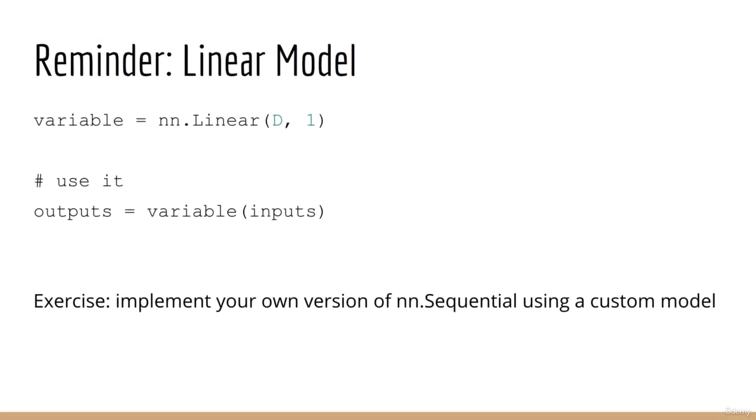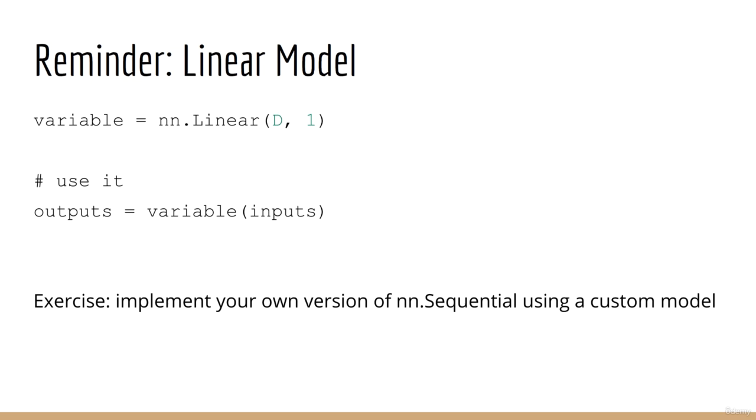This is just like the simple linear regression model. When we create the linear regression model, we say variable equals nn.Linear. Then when we want to use that model to compute some output, we call that variable object as if it were a function. Similarly, inside the forward function, when we want to compute the output of each of those layers, we simply call the module objects we created in the constructor.